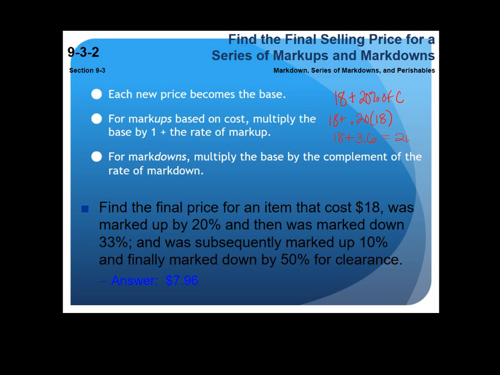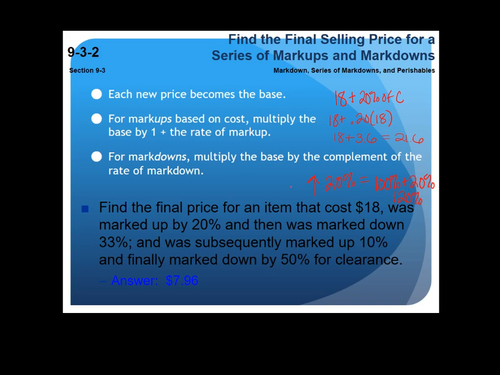And then when I add them, I get 21.6. Now, I'm going to show you another way to do this. If you're marking something up 20%, isn't that the same as saying it was what it originally was plus 20 more percent? And what it originally was, 100%, right? So you're marking it up not only the original price of 100%, but 20% more than that. So you're really marking it up 120% of the original amount.